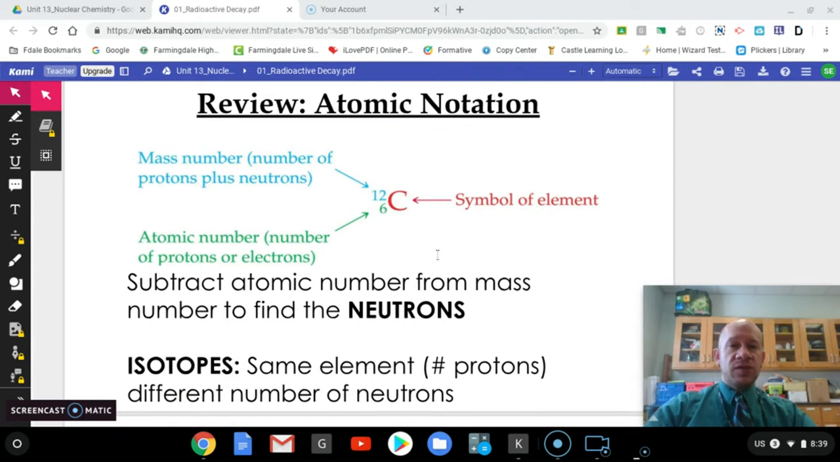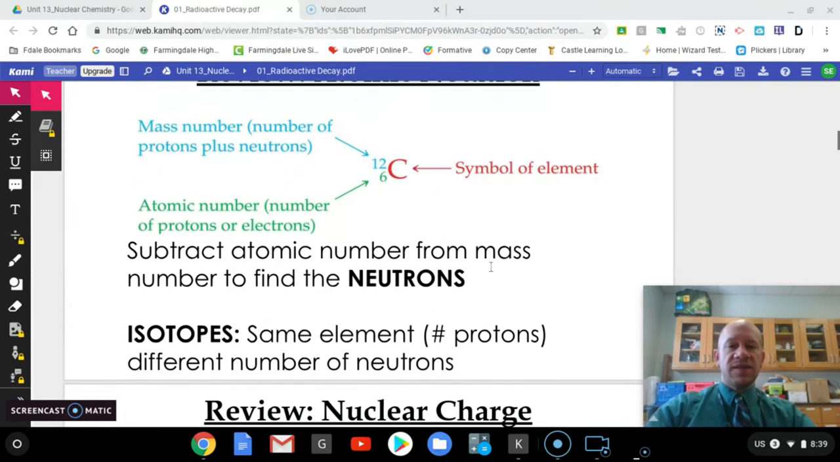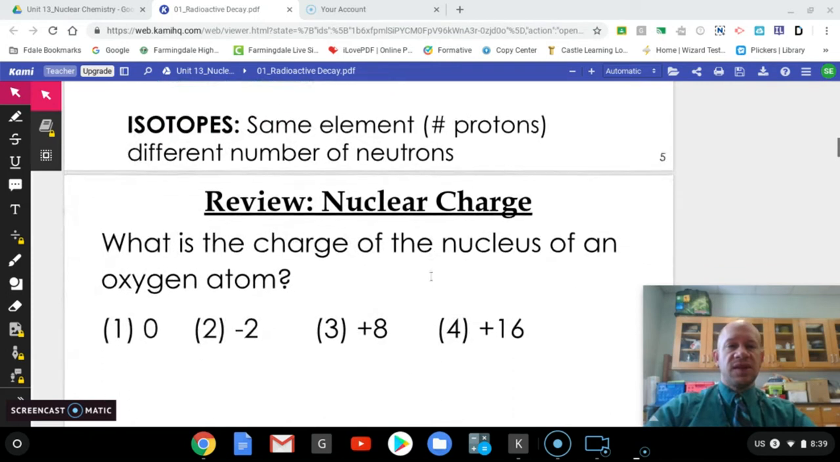Recall atomic notation. We write the symbol of the element here. That top number is the mass number, which is the protons plus the neutrons, and the bottom number is the number of protons, which is the atomic number. To get the number of neutrons, you subtract the atomic number from the mass number. Isotopes, again, are the same element, so they have the same number of protons, but different numbers of neutrons.